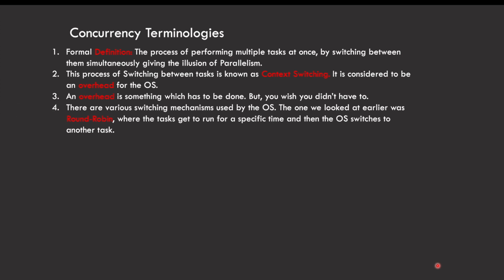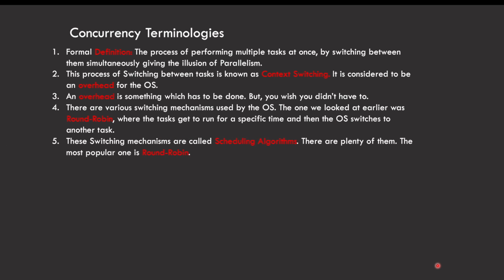Next, there are various switching mechanisms, okay? The one that we looked at with the restaurant example, where one chef was told to work on one order for 2 minutes each, right? And then switch to another order. This kind of algorithm is known as round robin, right? Where tasks get a specific time and then the OS switches to another task, okay?